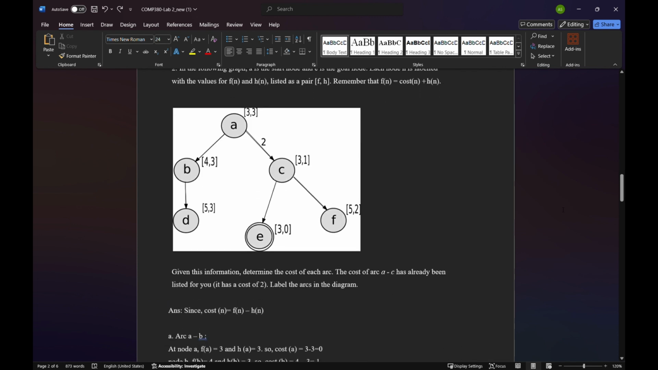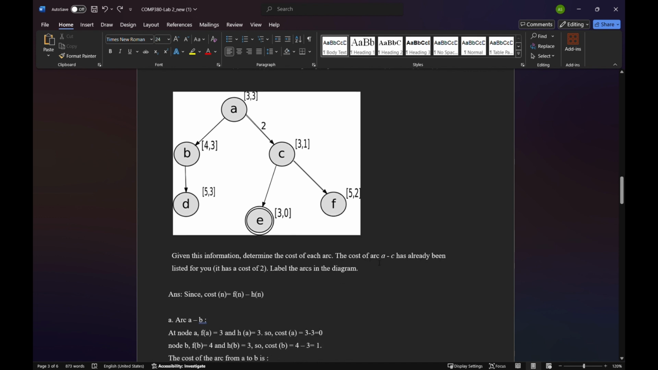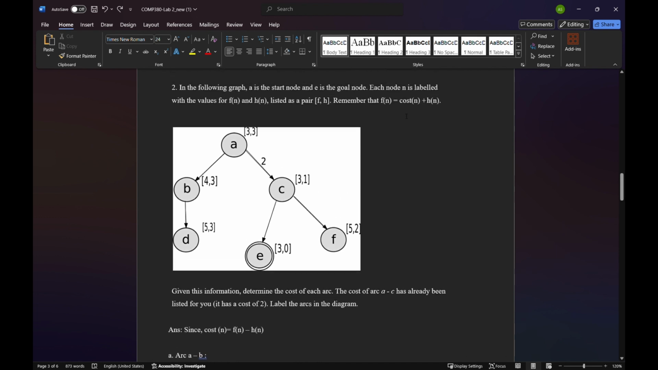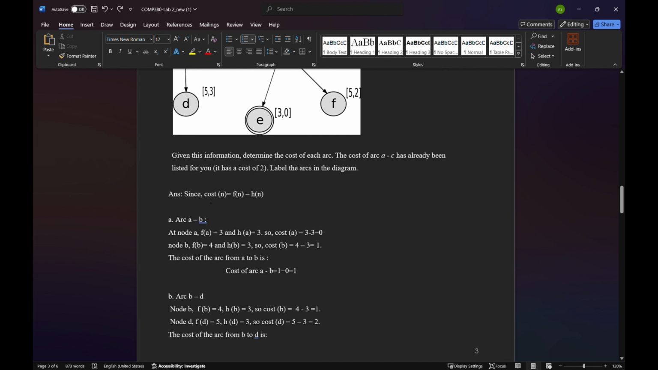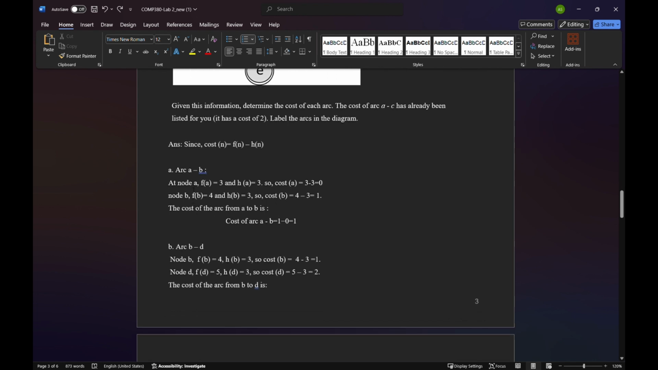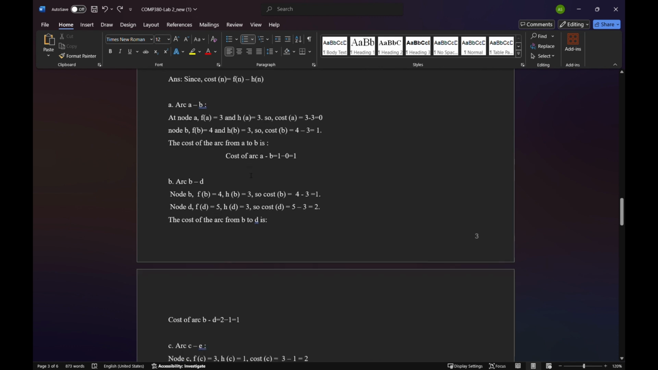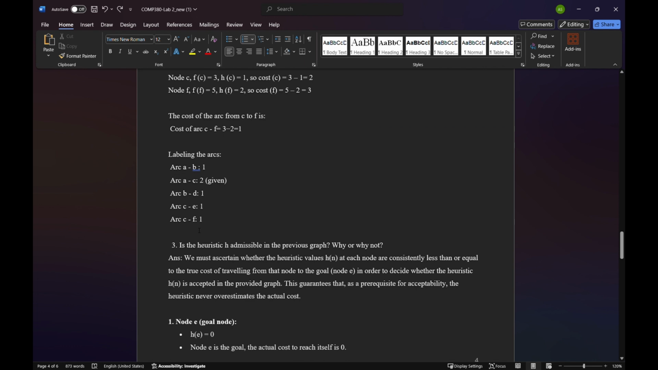For this question, I made the calculations to find the cost of each arc. One arc cost was already given, so the formula was f of n equals cost of n plus h of n. I substituted the values, which gave cost of n equals f of n minus h of n, and I calculated each arc and labeled the diagram with the arcs at the end.